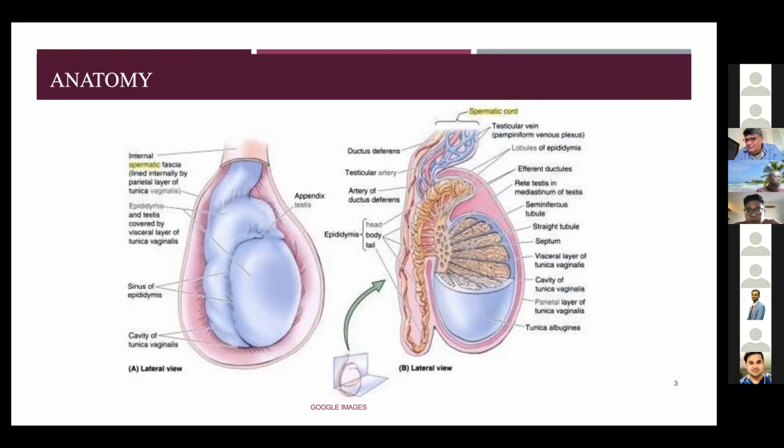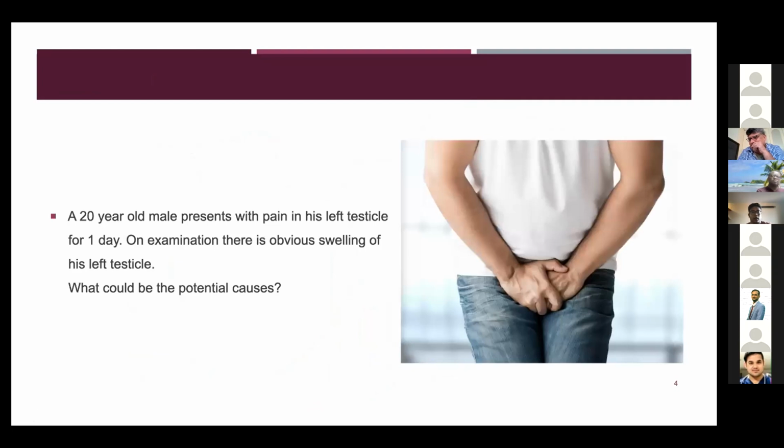Typically, the spermatic cord contains the ductus deferens, testicular artery, cremasteric artery, artery of the ductus deferens, pampiniform plexus of veins, lymphatic ducts, and nerve plexuses as well. So moving on, a 20-year-old male presents with pain in his left testicle for 1 day. On examination, there is obvious swelling of his left testicle. What could be the potential causes?